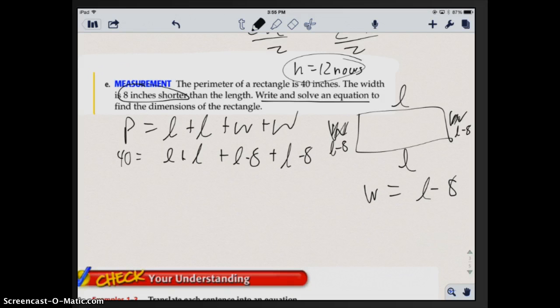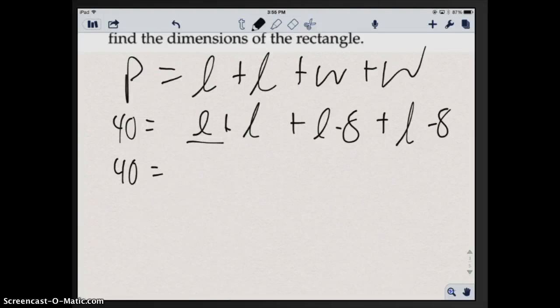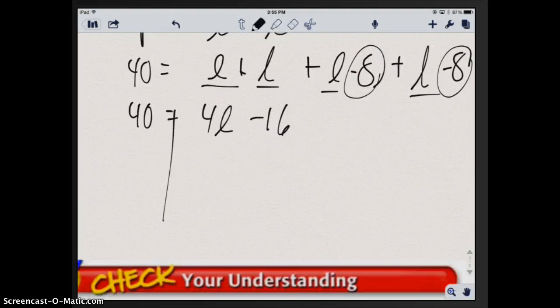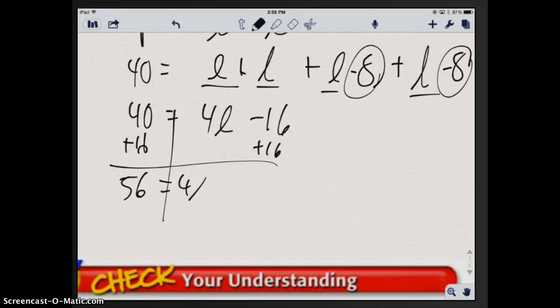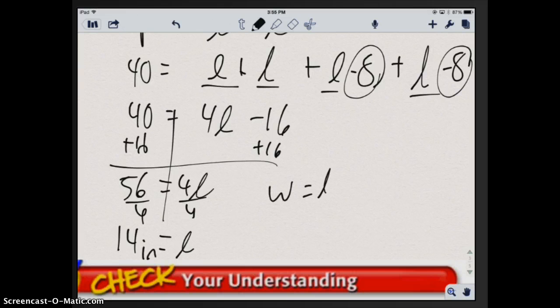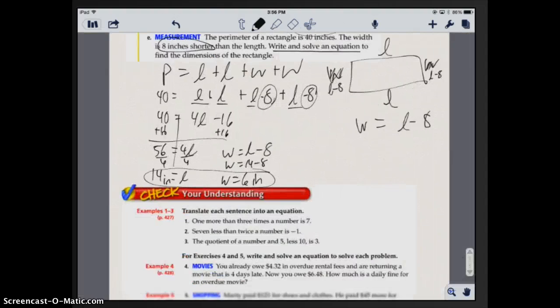So I've got this big long equation, and I'll solve it. 40 equals, there's 1, 2, 3, 4L, so 4L, and then minus 8, that's a minus 16. Then I need to figure out how long the length is, add 16, 56 equals 4L, divided by 4, L equals, that should be 14. The length should be 14 inches. And the width is the length minus 8. So the width is 14 minus 8. So the width is 6 inches. So there's your answers for that one.